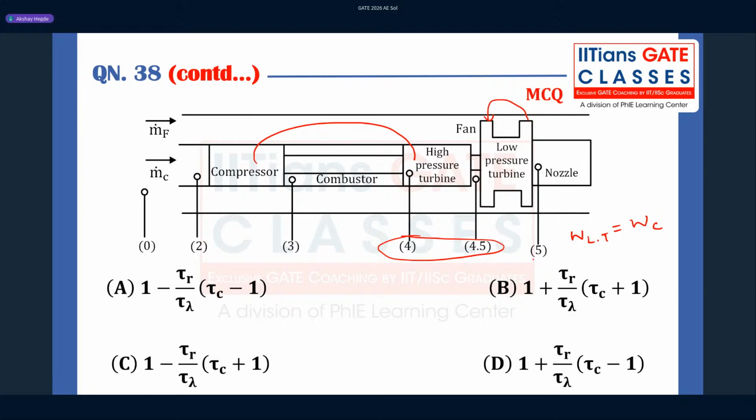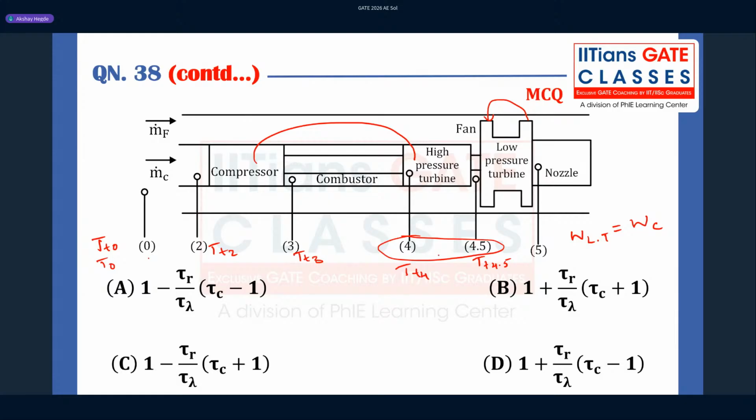Yeah, so let us start with the balancing work. Let me just denote all these variables over here: T naught corresponding to station 0, T2 corresponding to station 2, T3, and so on. When I represent with the subscript T, that means total. So we have T4 and we have T4.5. This is what we need for this problem, because we are asked to find these two ratios.